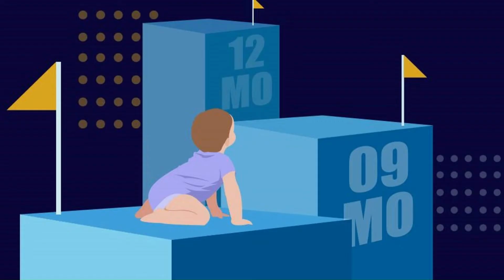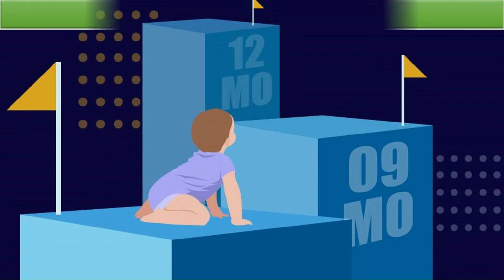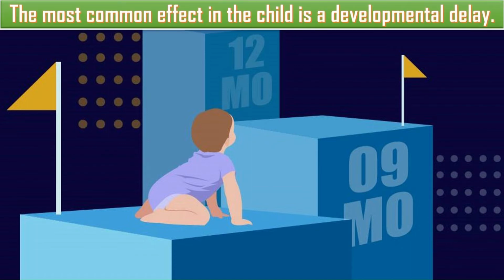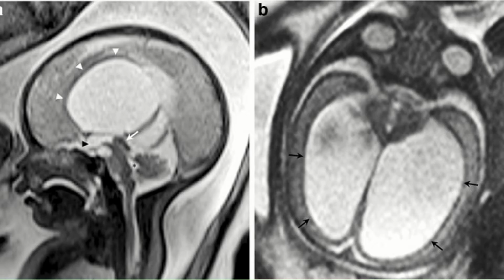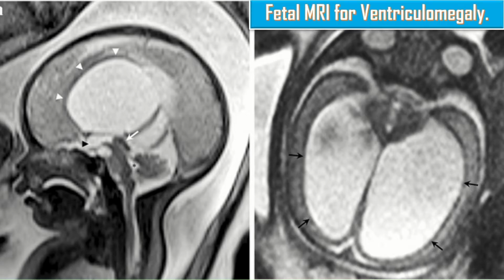The most common effect in the child is developmental delay. This seems to be related to the size of the ventricles. Doing a fetal MRI may help experts predict the degree of disability and may provide families with more information on what to expect for their child's health and development.